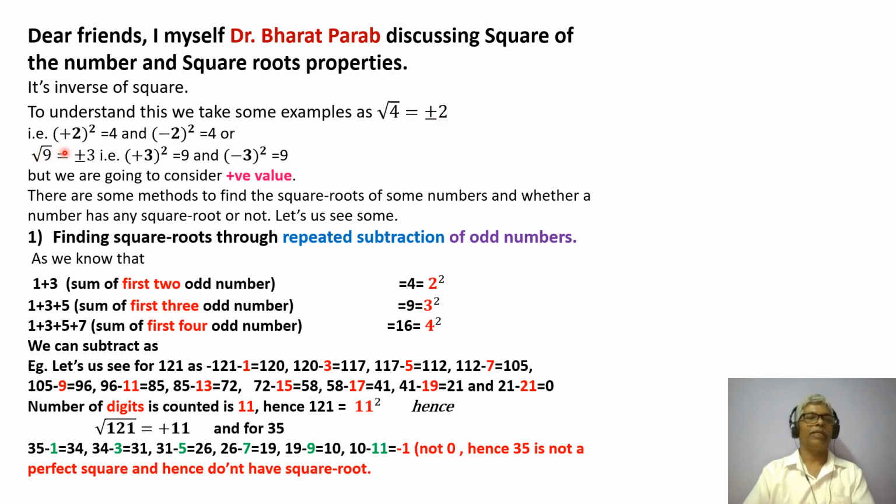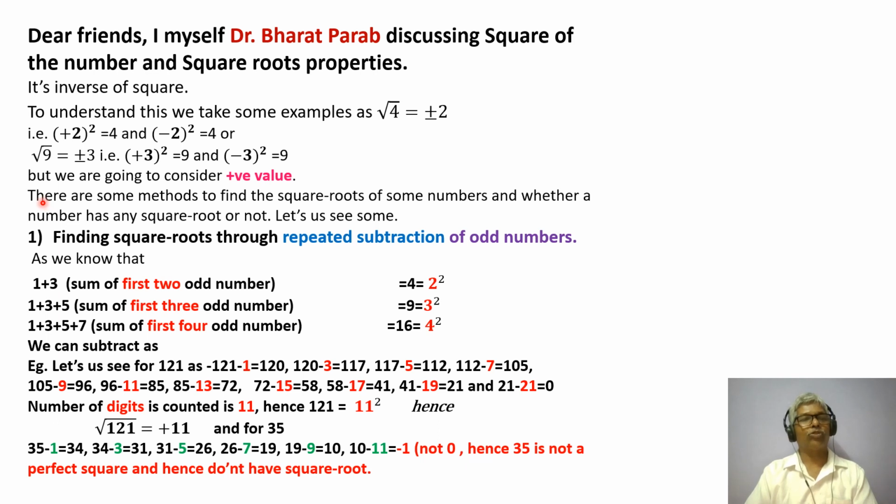What does that mean? That means plus 2 whole square is equal to 4 and minus 2 square is also equal to 4. Or root 9 is equal to plus minus 3, that means plus 3 square is 9 and minus 3 square is also equal to 9. But for this study we are taking only positive values, and we will not take the negative values, and we will study the properties of these square roots.